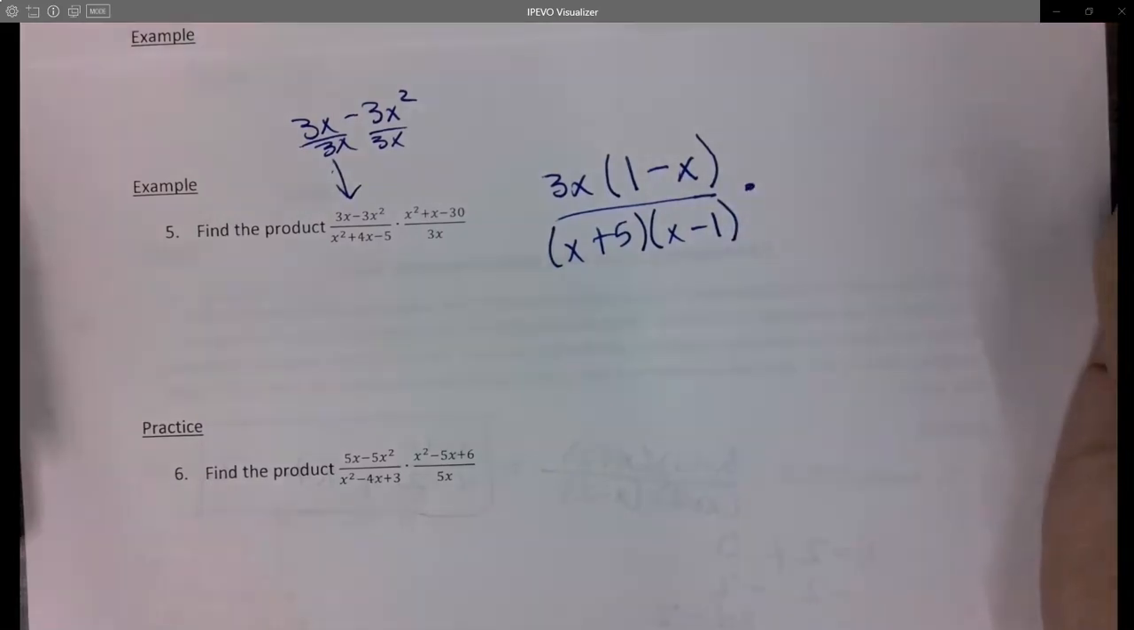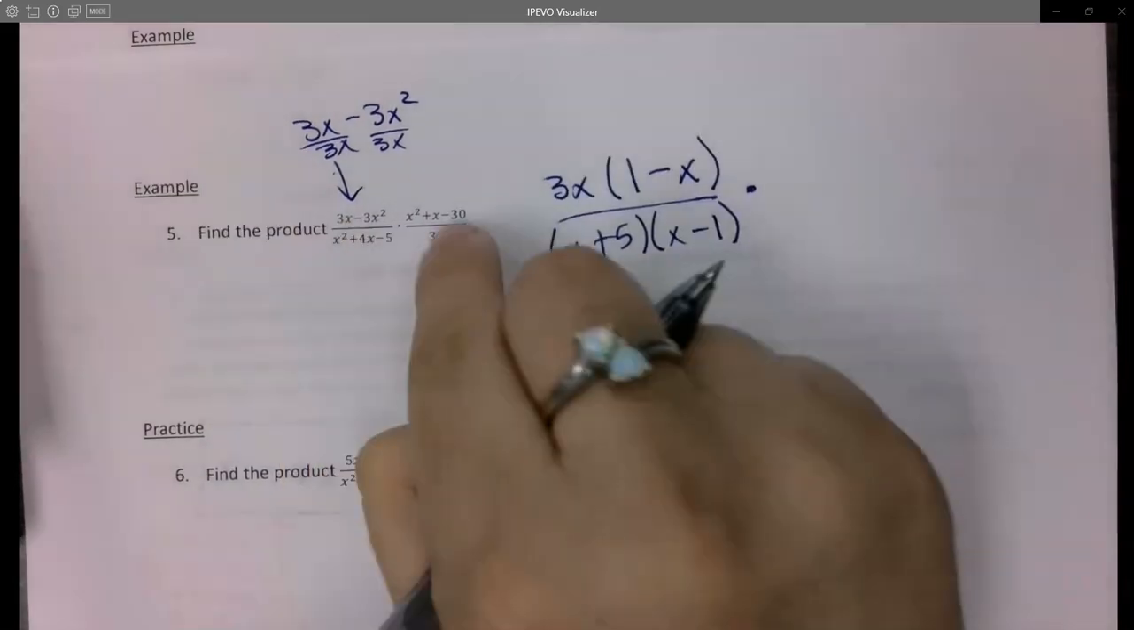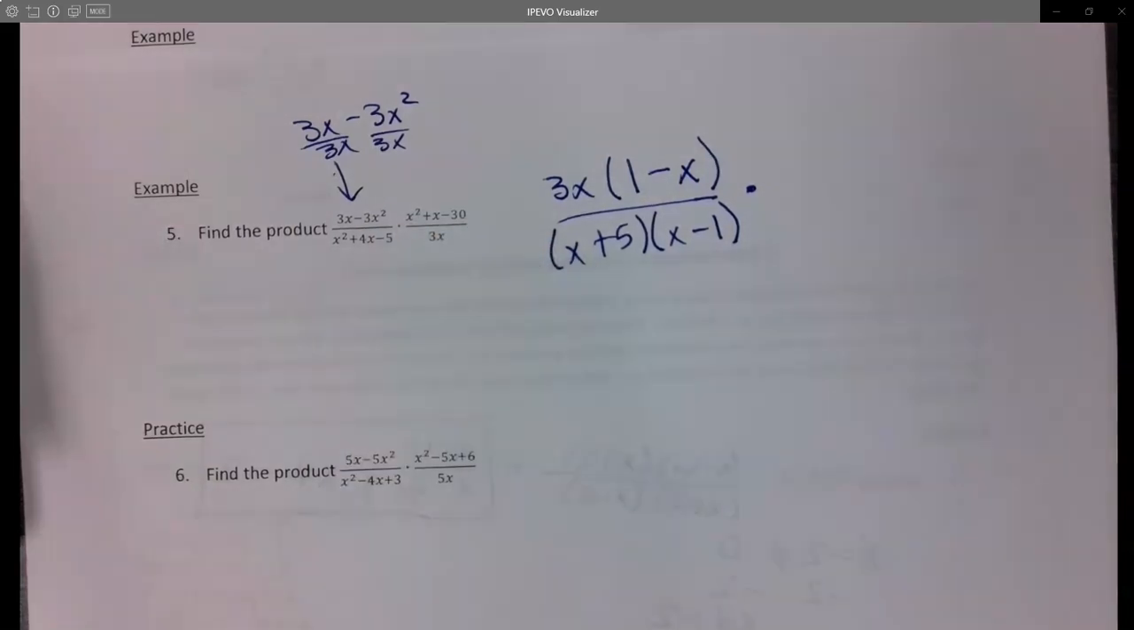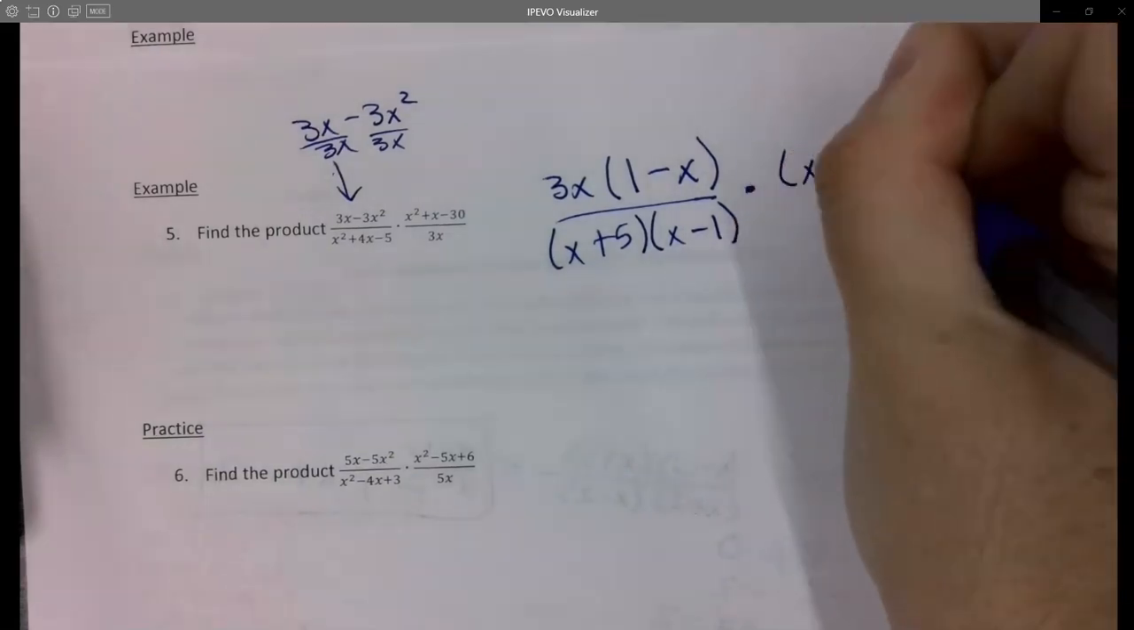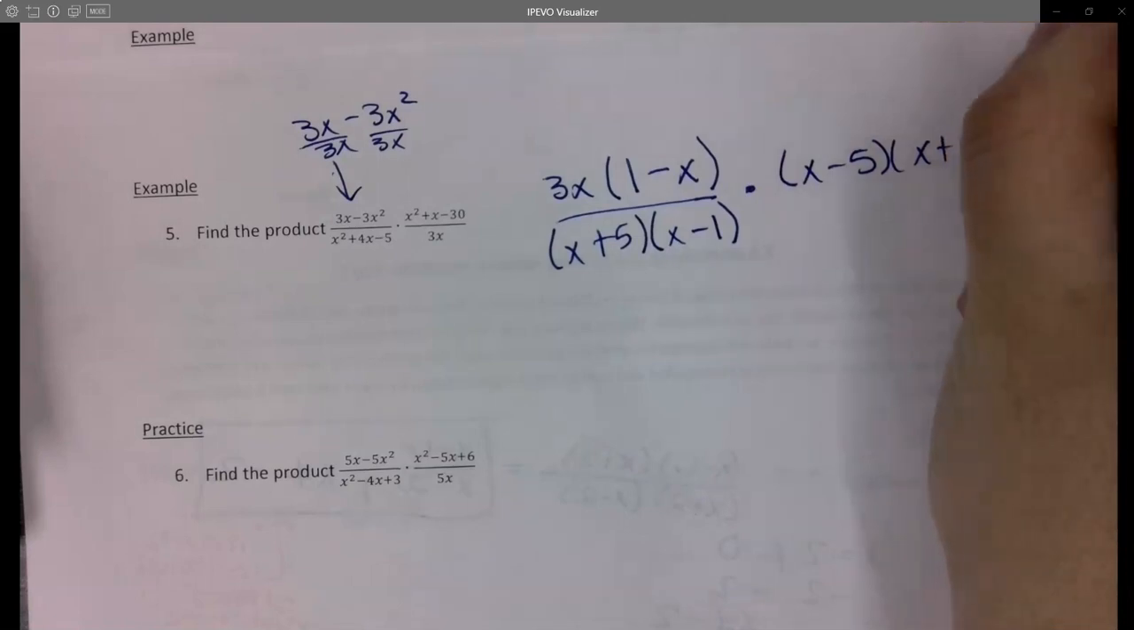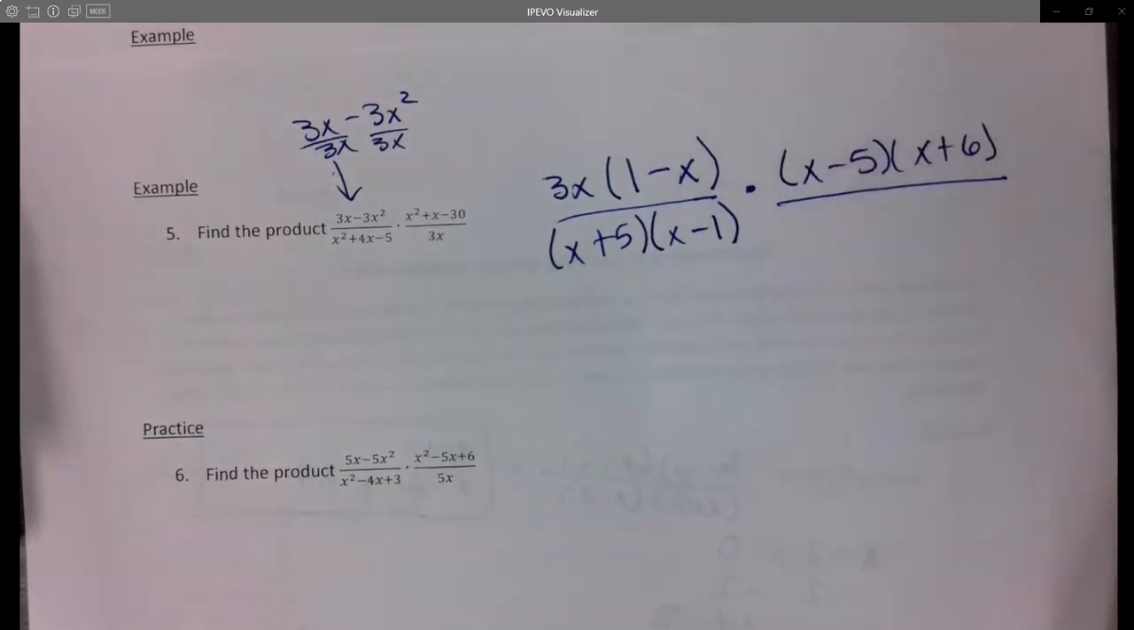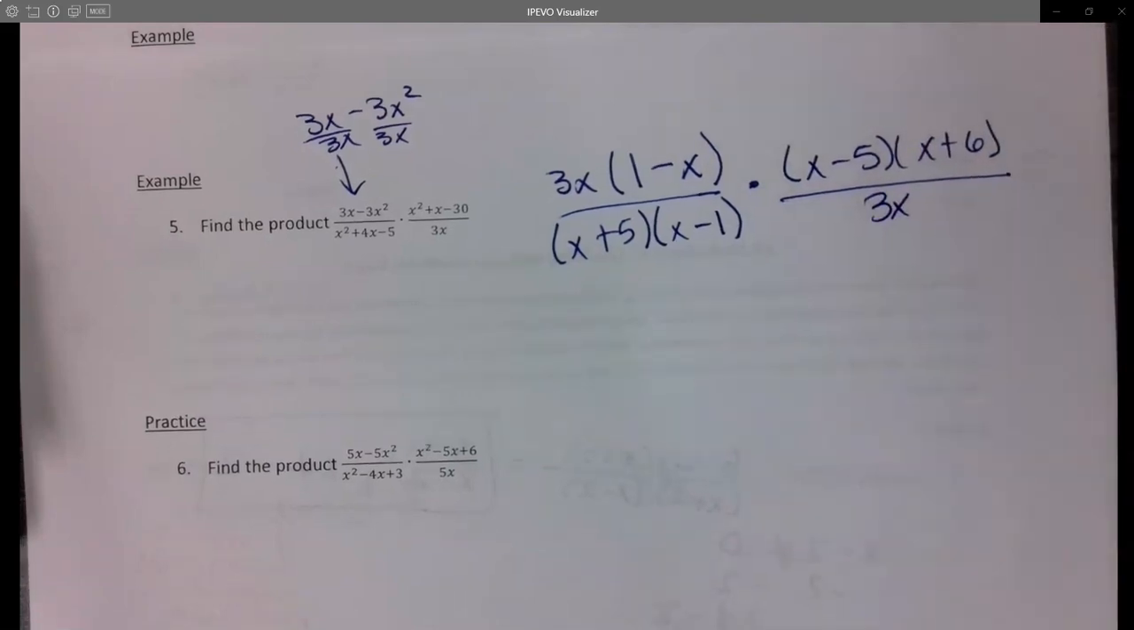Okay, then I want to factor my second fraction. I'm looking for what multiplies to negative 30 and adds to positive 1. Which one's negative? Okay. And then on my denominator, it's just going to stay 3x. Questions so far?